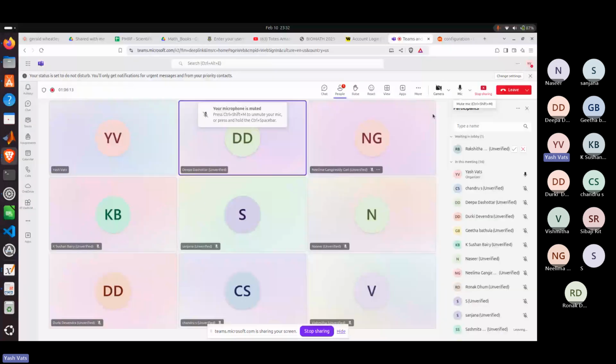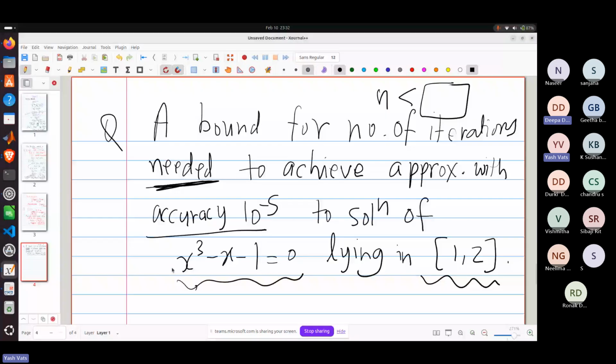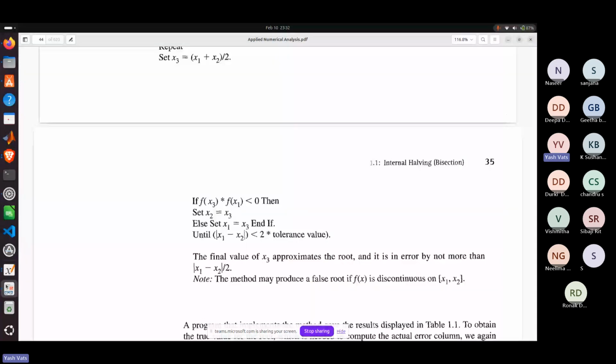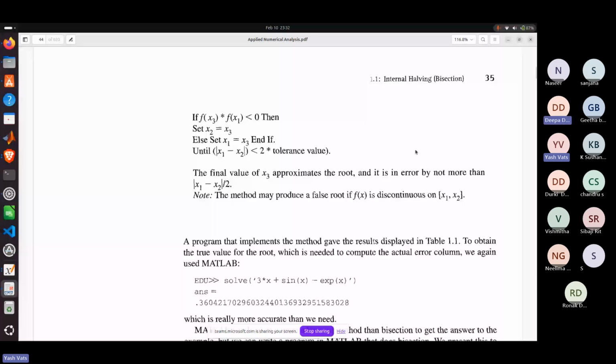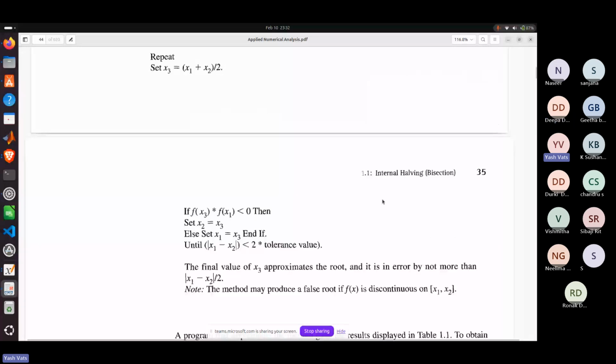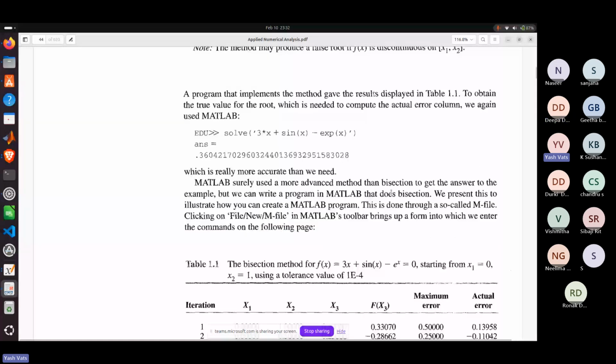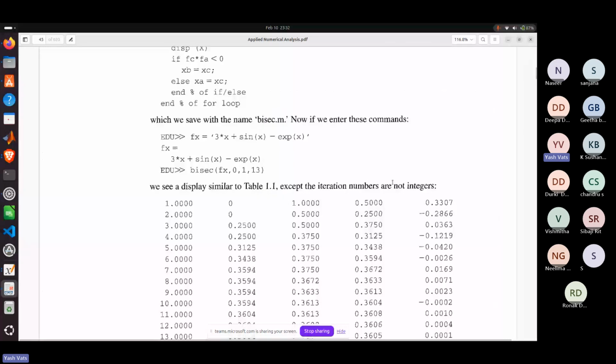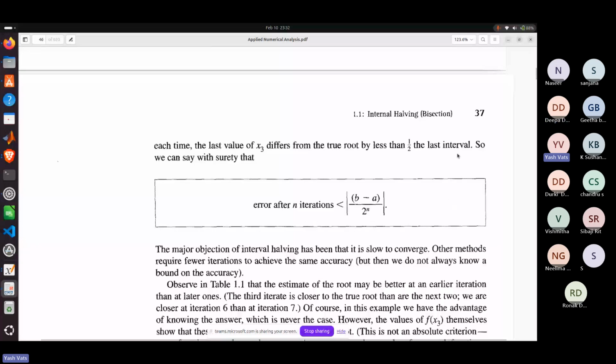Yeah, so everyone has done this question, I think. Right. So let me discuss with the book what is there. I think this is described in your lecture notes; you can use this book by Burden and Faires, which you can download from the internet for free. So the error after n iterations is less than the absolute value of b minus a divided by 2 to the power n.